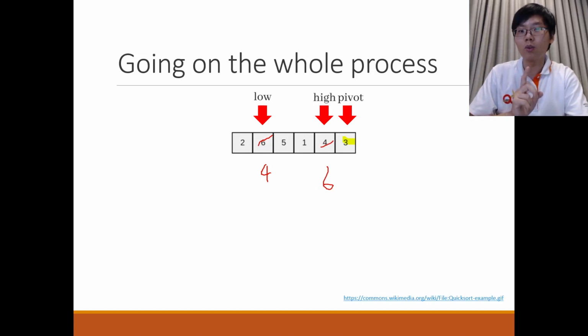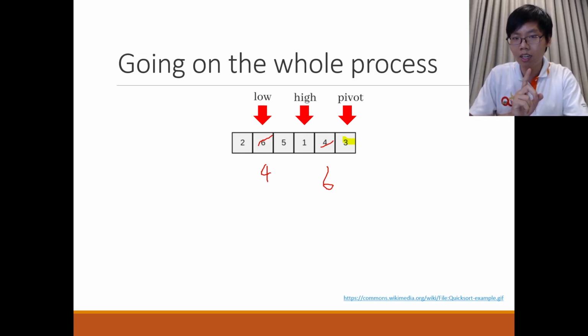Then next, we decrease high by one step. So right now, high points to the number 1. We repeat the process again. We compare the low index with the pivot, which is 4 compared to 3. 4 is still higher than 3, so we swap again between low and high.